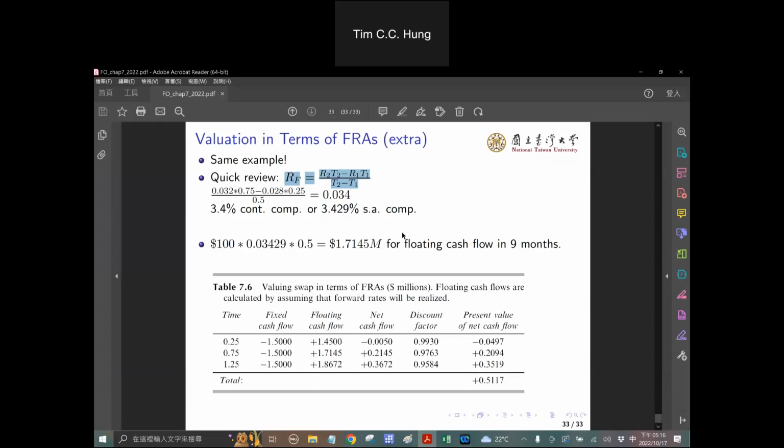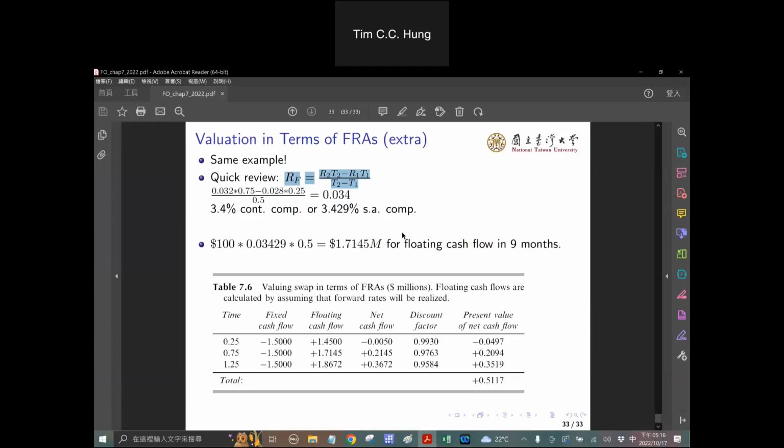We also know that this is determined already. We also know that the floating payer will be paying $1.45 million in 3 months. The problem is that we don't know this one, and we don't know what the number for this one is either.